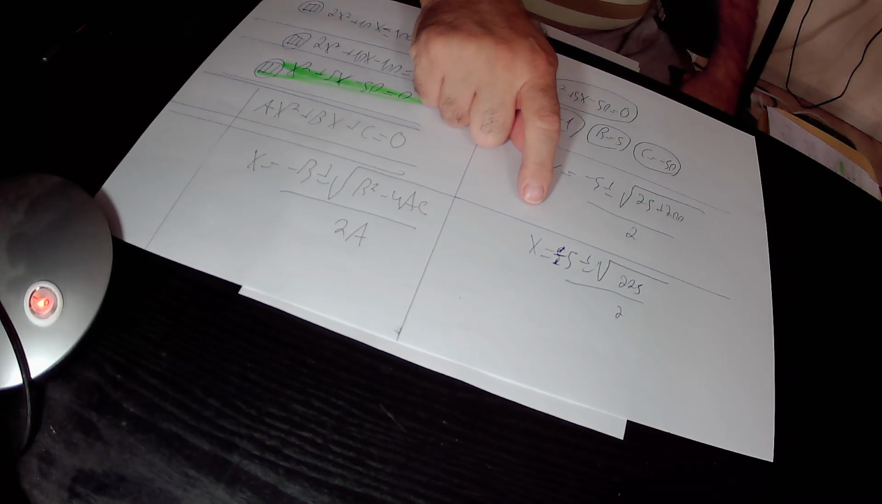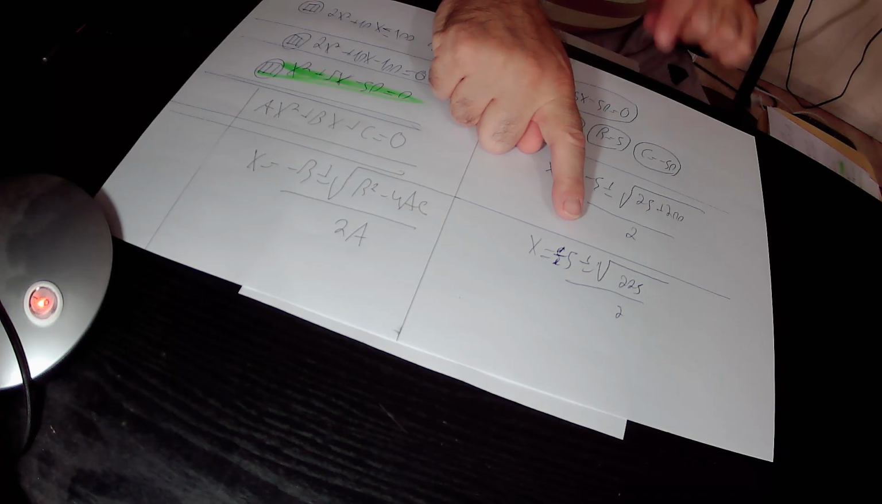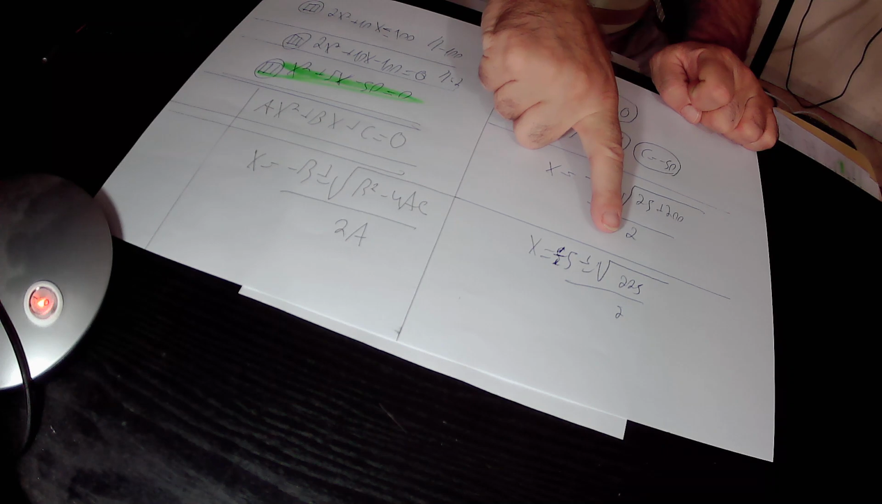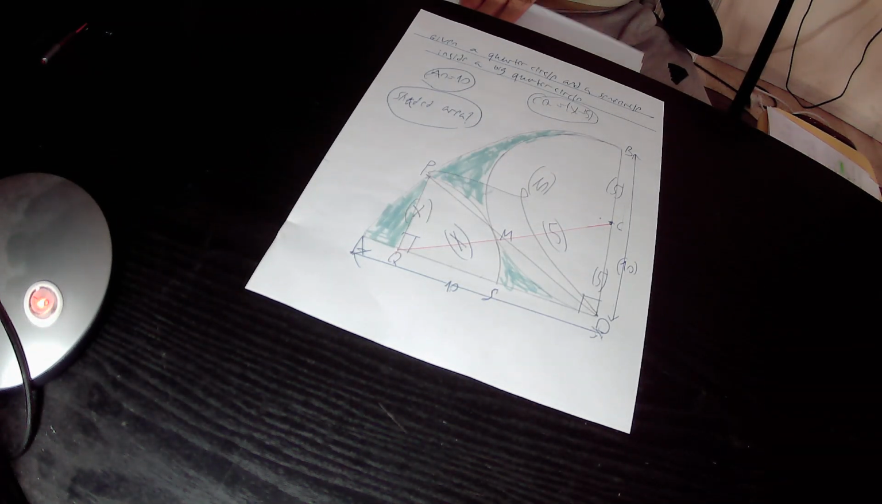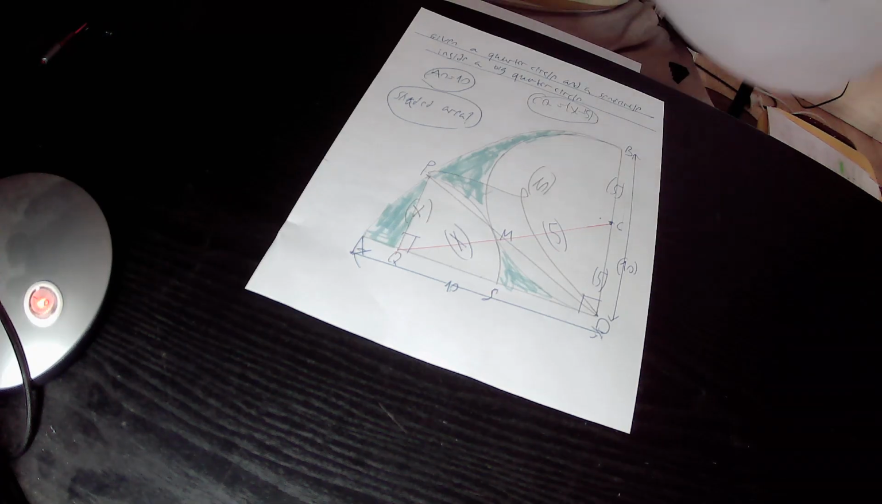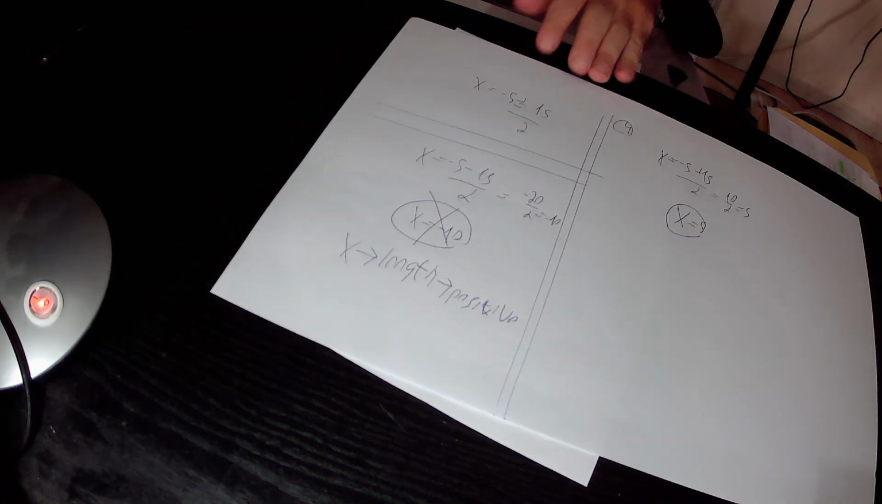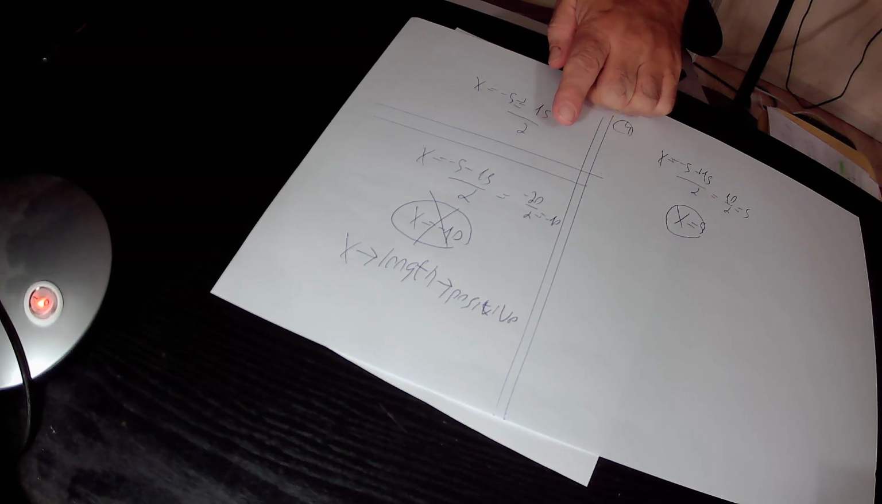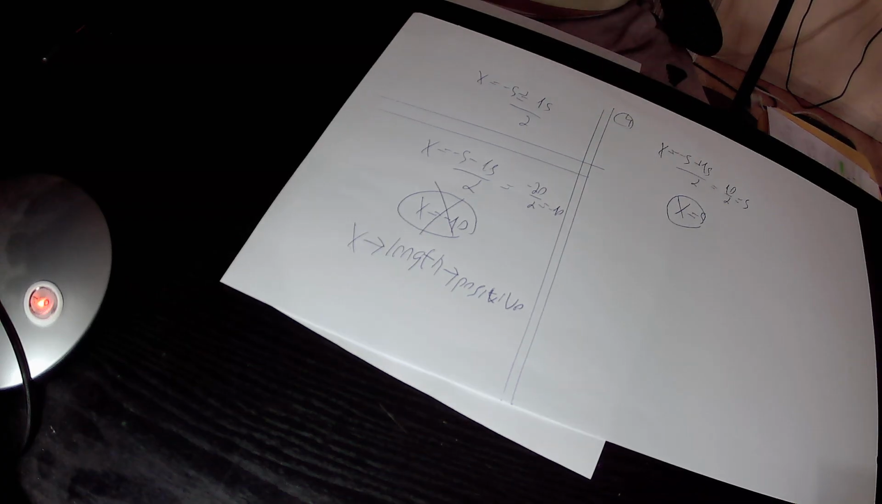So we found out that x equals minus 5 plus minus the square root of 25 plus 200, that is 225, over 2. The square root of 225 is 15. So in total we should find out that x equals minus 5 plus minus 15, over 2. So here we will have two possible solutions for x. The first solution for x is that x equals minus 5 minus 15, over 2. Minus 5 minus 15 is minus 20, and minus 20 over 2 is minus 10.